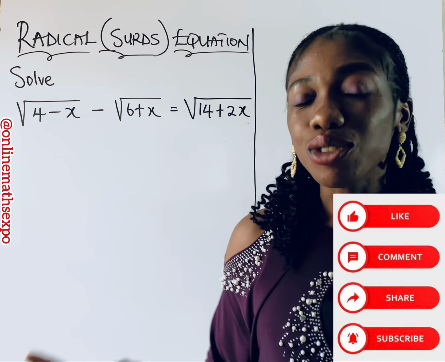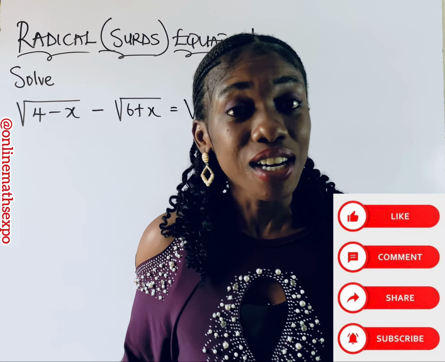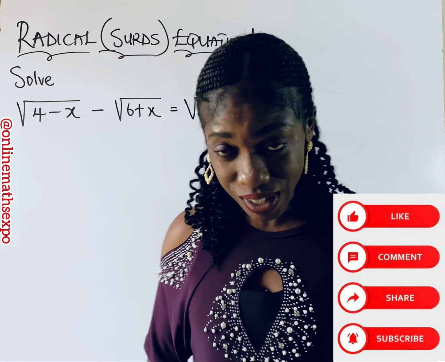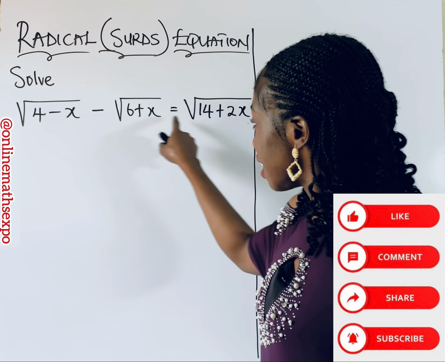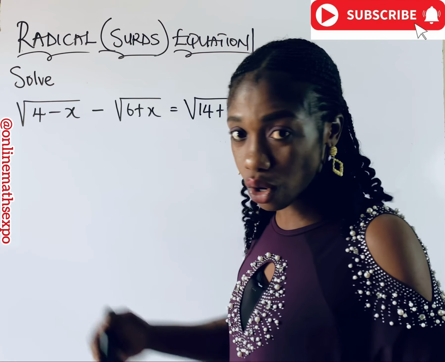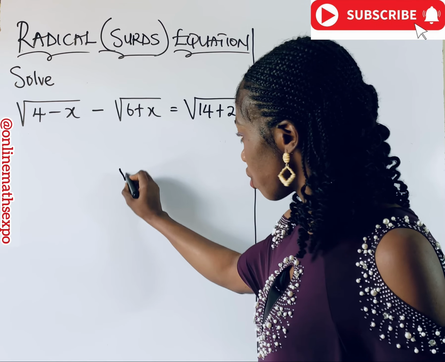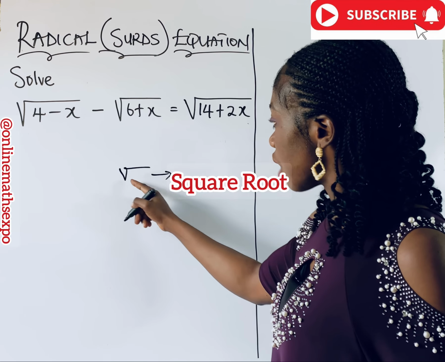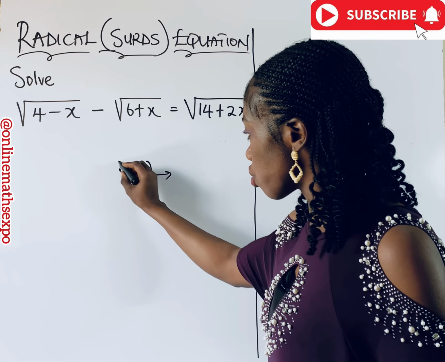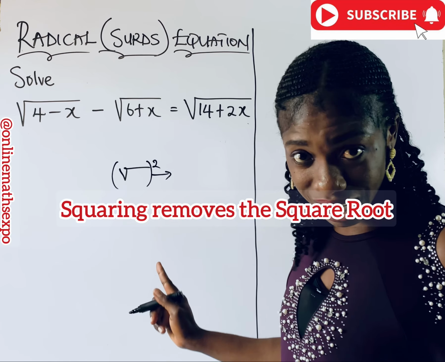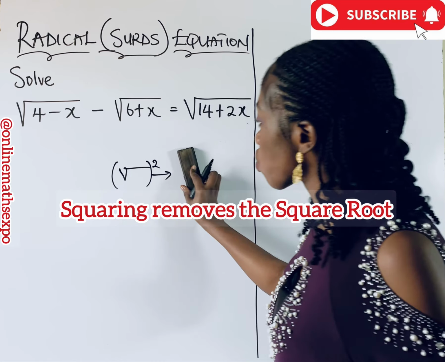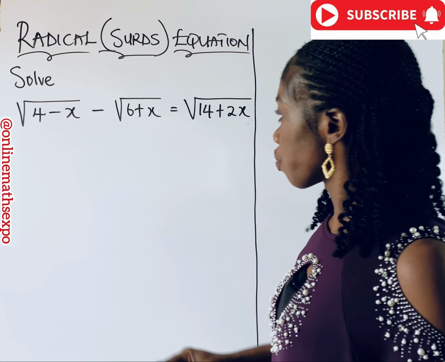And remember, to solve a radical equation requires you to remove the radical sign, these signs. In this case, this sign is what we call the square root. And to remove the square root, we always use what? Square. I hope this is clear. Now, to answer this question, what do you think we should do?